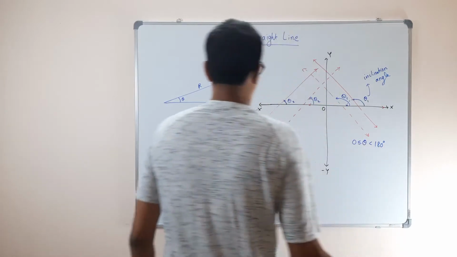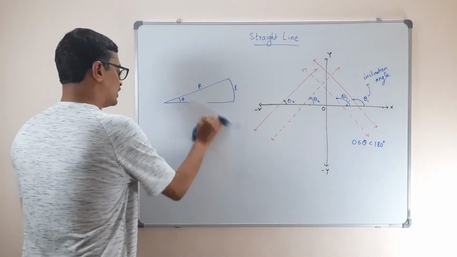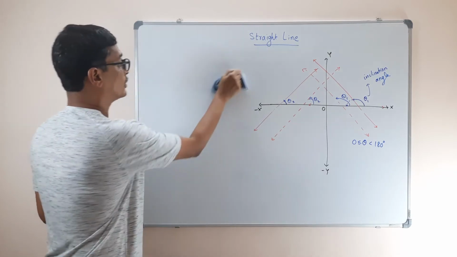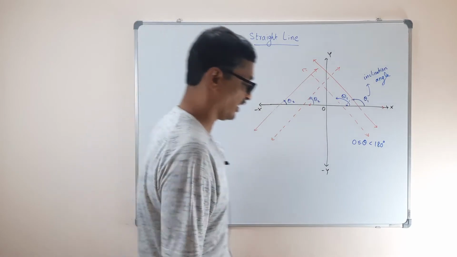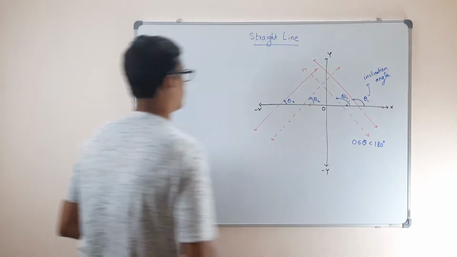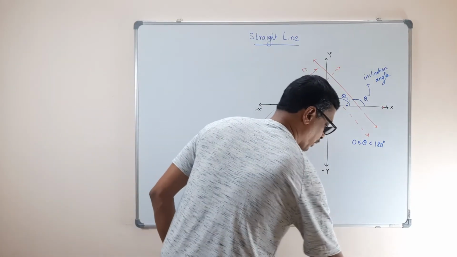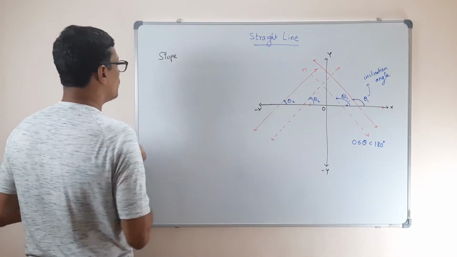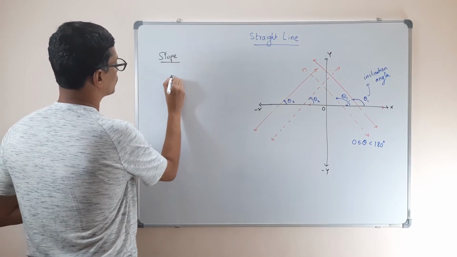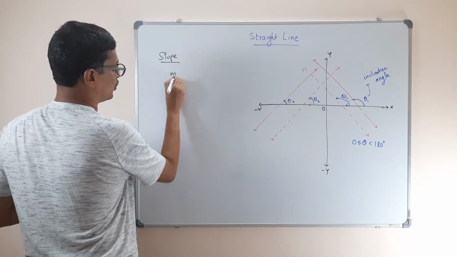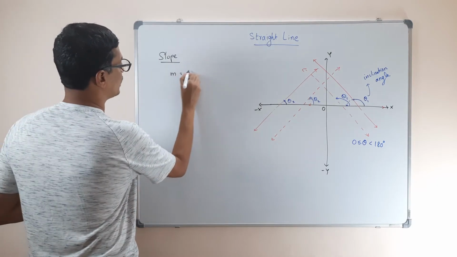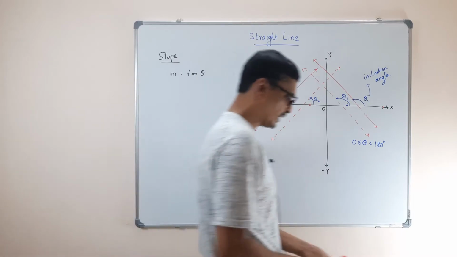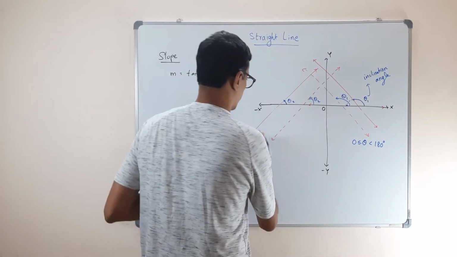Okay, fine. And then we have another very important term, an important quantity which defines a straight line. That is what you call the slope of a straight line. Okay, slope. Slope is what? We define the symbol as m. Usually they write it as m. m is nothing but tan of your inclination angle. So let us try to see what will be the tan of an inclination angle.